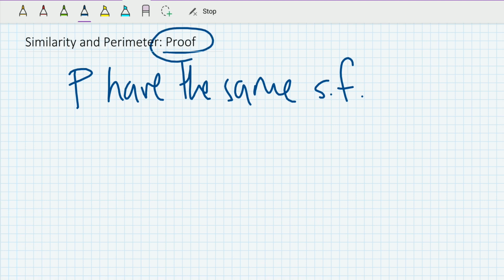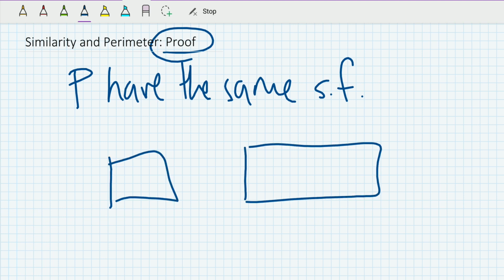I'm going to do it with one shape only, but understand that it works pretty much the same way. The shape I'm going to work with is a rectangle. I'm going to call them two different rectangles, and say that they are similar with the scale factor. I'm just going to call it SF for scale factor. This is a number. It could be 1.3, it could be 0.5, whatever. It's just a scale factor.